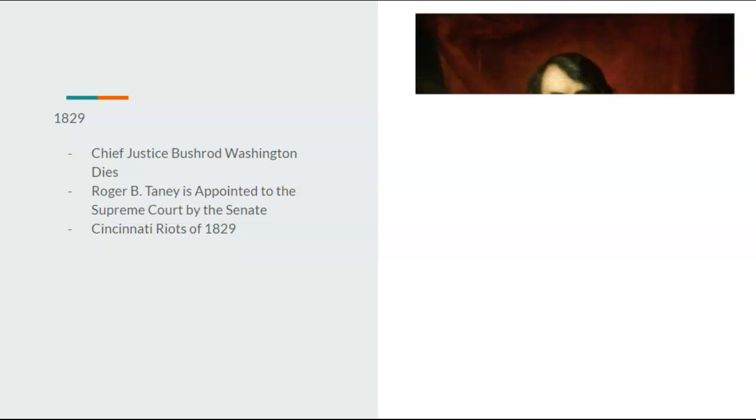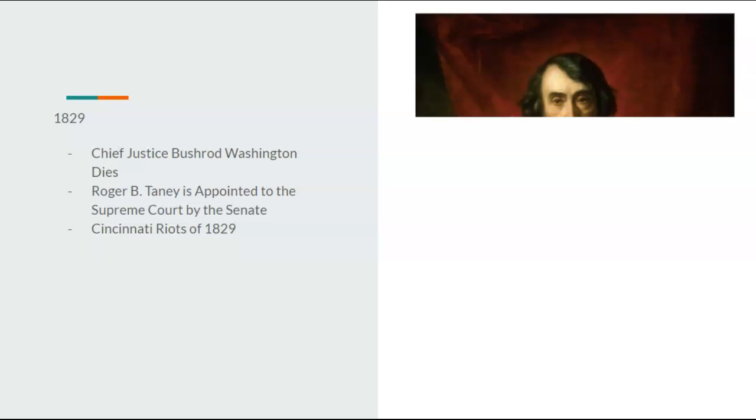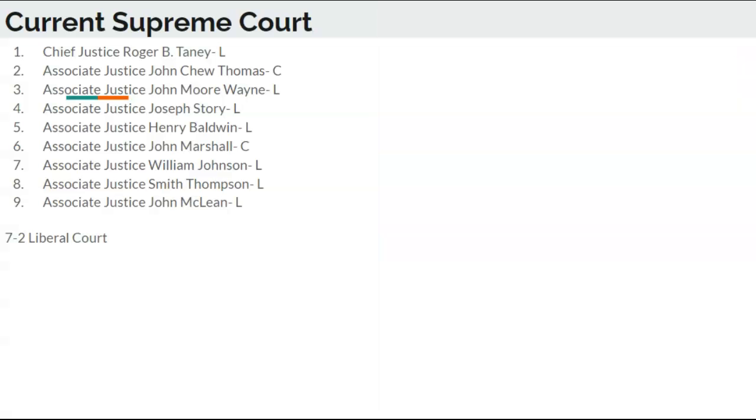Chief Justice Bushrod Washington dies, and he's replaced by Roger B. Taney by the Senate. There's also the Cincinnati riots of 1829. And now that's the end of the timeline. The current Supreme Court is 7-2 liberal, as the only two conservative judges are Associate Justice John Chew Thomas and Associate Justice John Marshall. The rest are liberals.